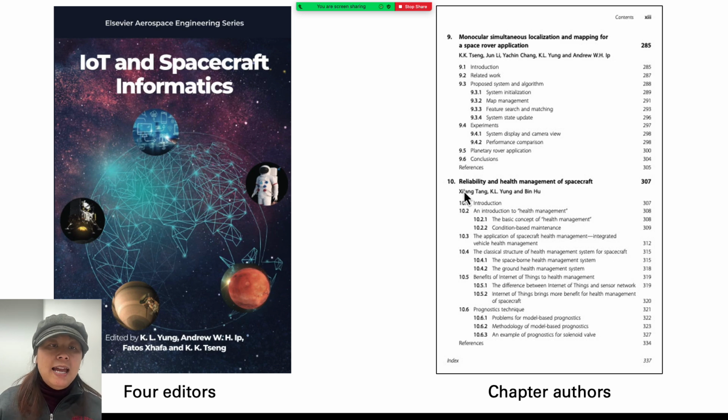This is the reason why when you look at book chapter citations, there's almost 2 names, the author names, the editor names, and the name of the chapter, like here would be this, right? Monocular simultaneous localization and mapping for a space rover application in this book, LOT and Spacecraft Informatics, okay?